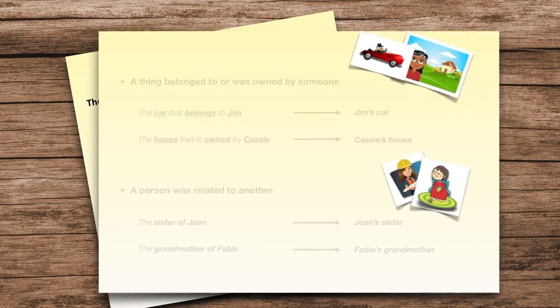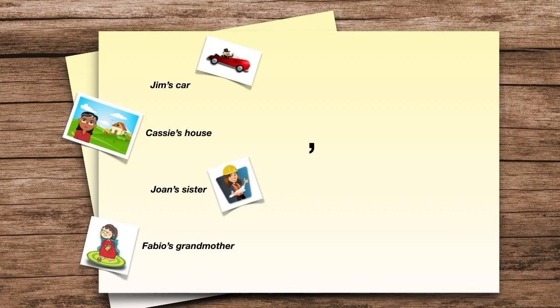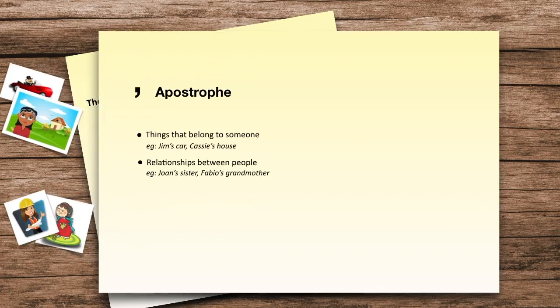You may have noticed that this symbol has made these expressions possible. You'll see this symbol in Jim's car, Cassie's house, Joan's sister, and Fabio's grandmother. This symbol is known as the apostrophe. And together with the S, it allows you to talk about things that belong to someone and relationships between people. This is what we call possession.